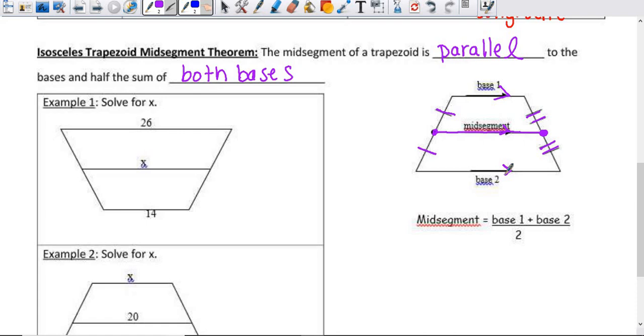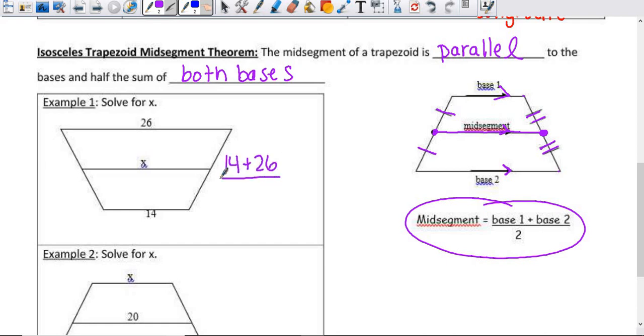And you can kind of tell the base 1 is going to be the shortest, base 2 is going to be the longest. So your mid-segment's kind of in the middle. So what we're doing right here is averaging out the lengths of the first base and the second base. So let's try that in example number 1. So I'm actually solving for my mid-segment here. So I'm going to take my bases, 14 and 26, add them together and divide by 2, which gives me 40 over 2, which means x, my mid-segment, is 20.